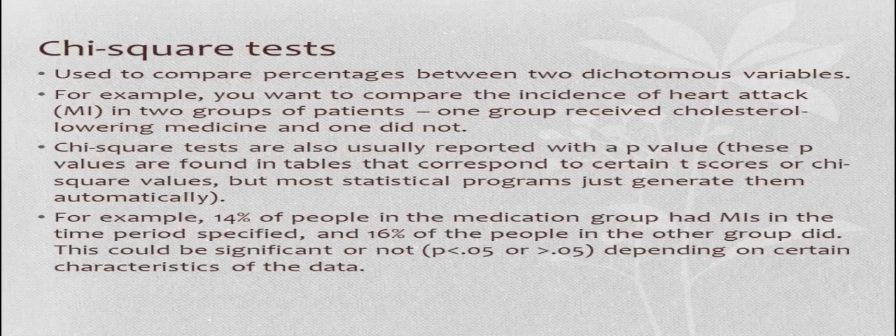So let's say 14% of the people in the medication group had MIs in the time period specified. Say it was a year or 5 years or something. And 16% of the people in the other group did. So the question is, is that 2% difference between the two groups statistically significant or not? And I'm going to show you how we get the data.